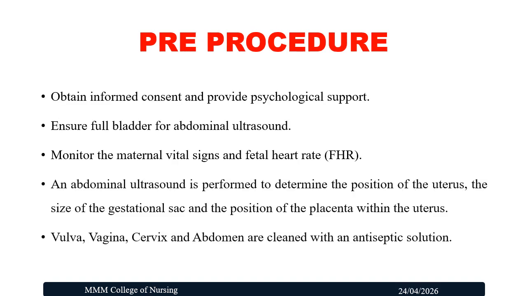Pre-procedure: get informed consent from the patient, provide psychological support, make sure the bladder is emptied for the abdominal ultrasound, and monitor the maternal vital signs as well as the FHR. An abdominal ultrasound is performed to determine the position of the uterus, size of the gestational sac and position of the placenta within the uterus, followed by cleaning the vulva, vagina, cervix and abdomen with an antiseptic solution.